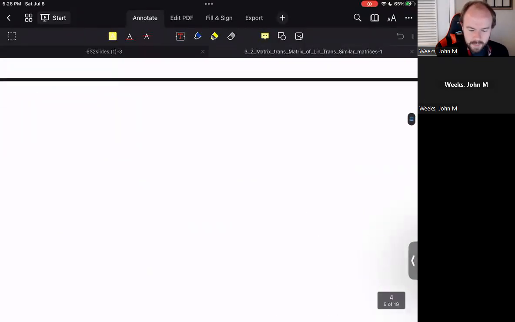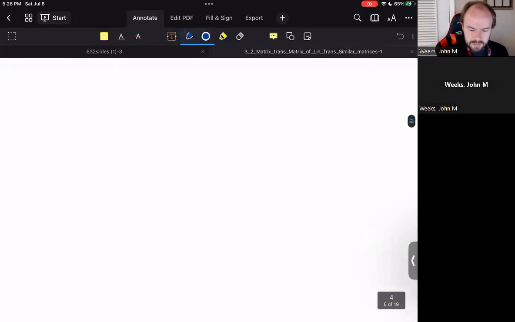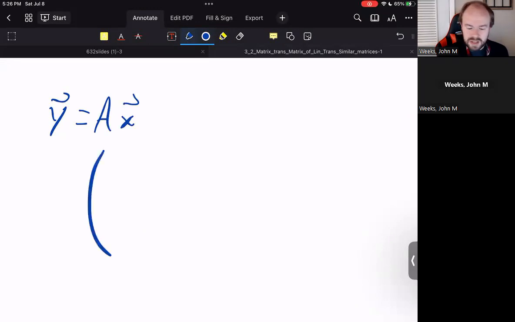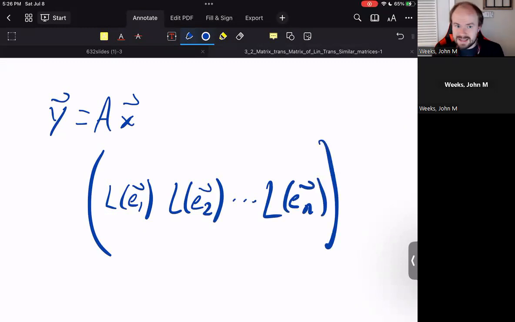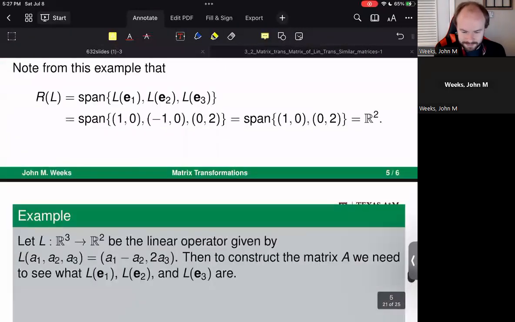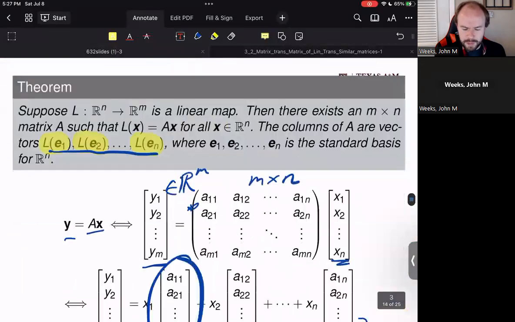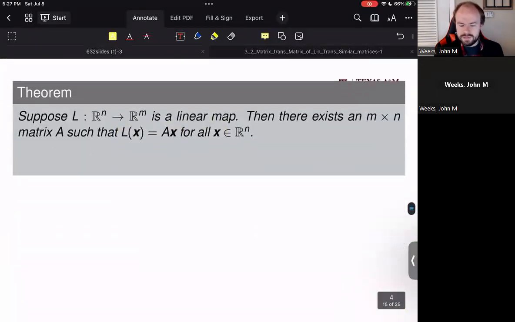If I have y equals Ax, and I write A with respect to each of its columns, then I write my first column to be L(e1), my second column to be L(e2), and finally, all the way up, L(en). This is another way for me to write that formula, this way of writing the matrix equation. These two are meant to signify the same thing. Let's go back to where we were before. There we go. So that is our theorem.